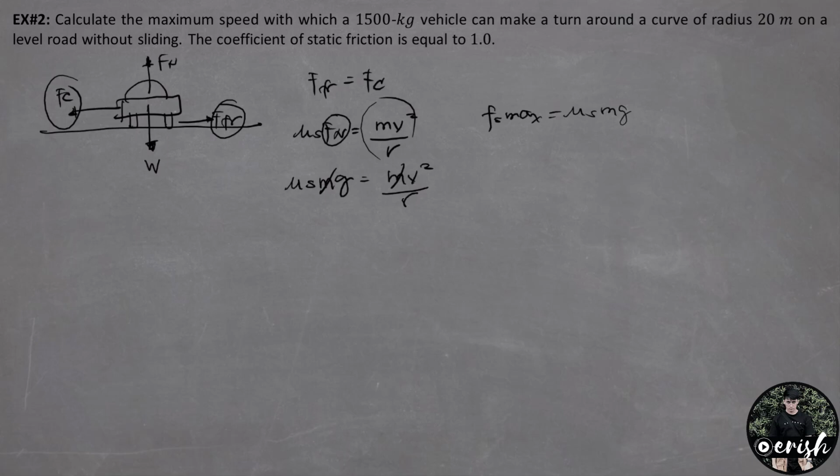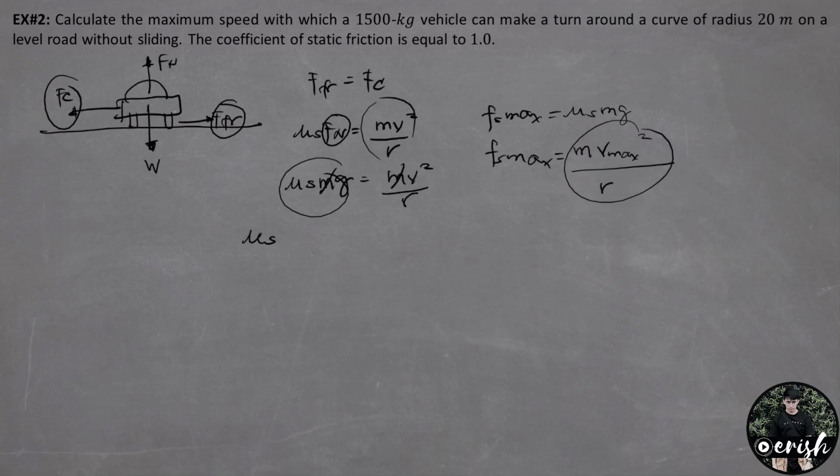Thus, the maximum speed occurs at the maximum value of the static frictional force, or when itong static frictional force maximum is equal to mass times maximum velocity, or Vmax square over r. So, kung dito na natin i-equate, eto, we have coefficient of static friction na nakancel na natin yung mass times gravity na lang ito equals ito Vmax square over r.